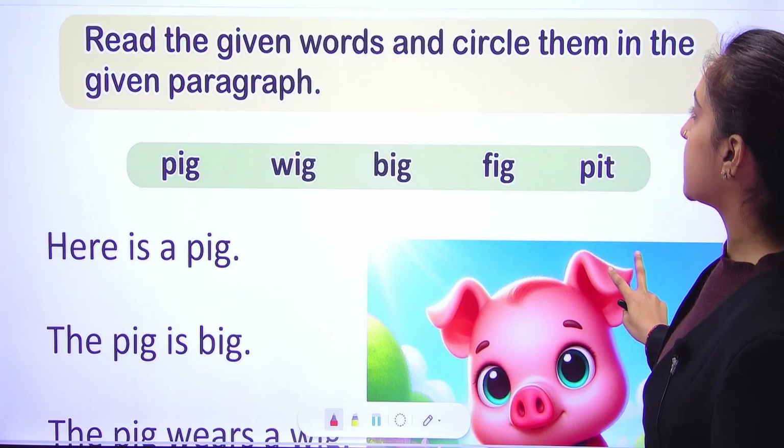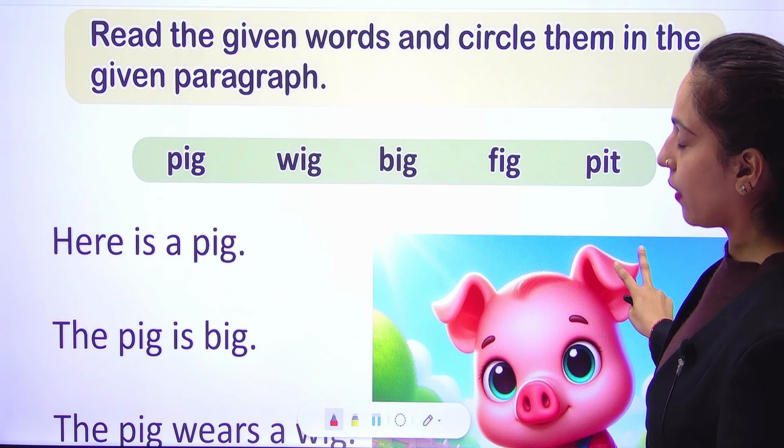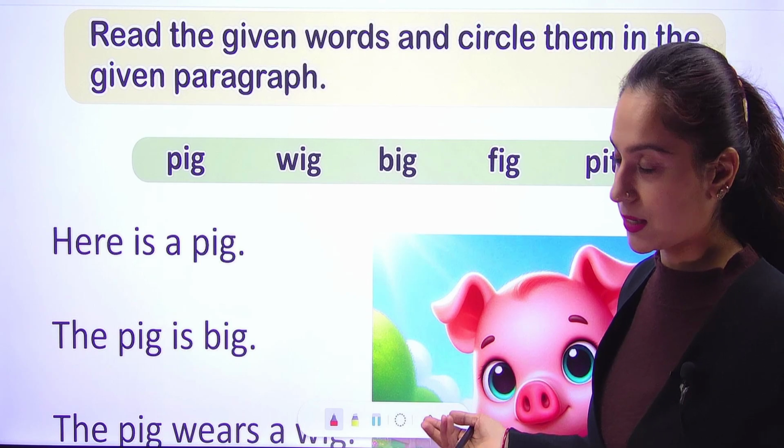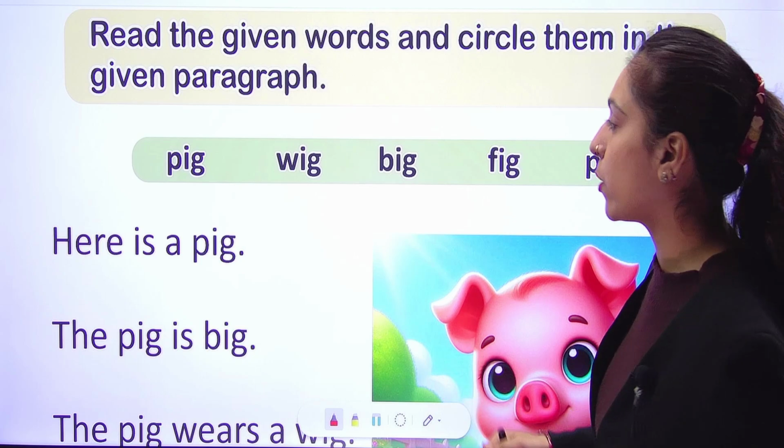Read the given words and circle them in the given paragraph. Like we always do the same exercise. It's time again to do I sound exercise.